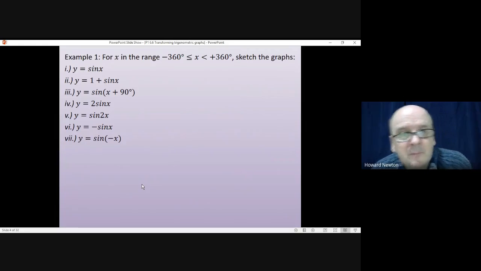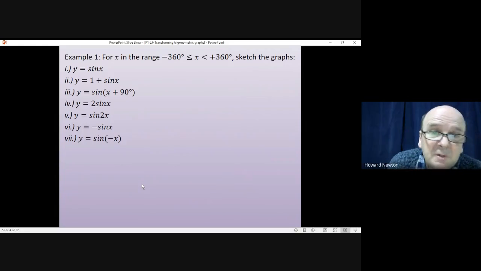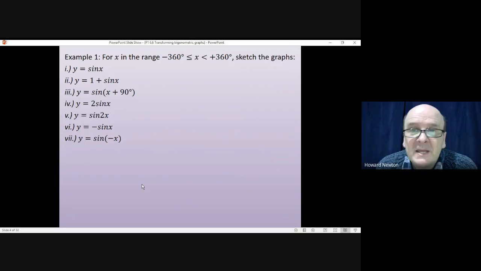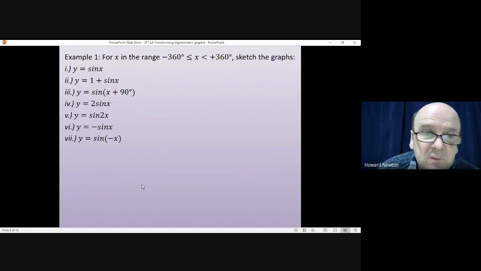Okay, remembering all of that, have a go at example 1. So for x in the range minus 360 to plus 360, try and sketch the following graphs. First of all, sine x, then 1 plus sine x, and then the other questions. So have a go at this, pause the video, and then come back to me again when you're ready. Okay, let's go through these 7 graphs.